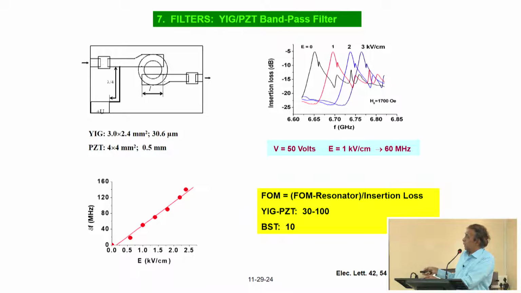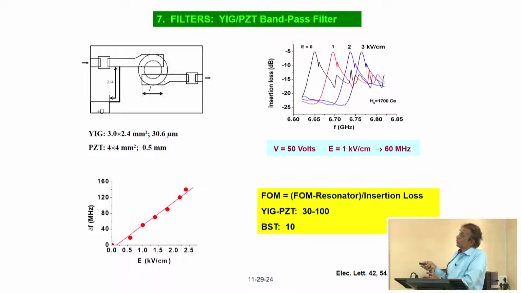And the figure of merit for the band pass filter is the figure of merit for the resonator divided by the insertion loss. What is the insertion loss? Look at the number here. The power transmitted at resonance is around minus 4 dB. That means, if there are no losses, you have to have this P right at 0 dB, whereas it is not at 0, it is at minus 4.